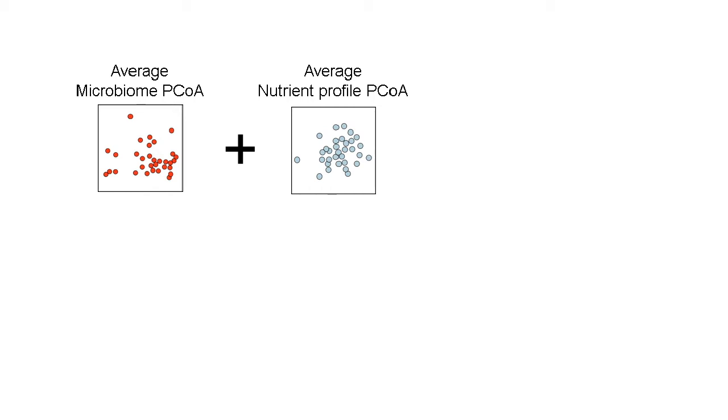Then to the right of that, we have the average nutrient profile, principal coordinates analysis. And again, people whose dots are close together have more similar dietary or nutrient intake. And we're going to try to overlay these on top of each other. This is called Procrustes analysis. You might have seen this in some of the microbiome literature, and see how well they line up. And if we can get the red dots and the blue dots to line up, that means that people who have similar nutrient intake also have similar microbiomes.